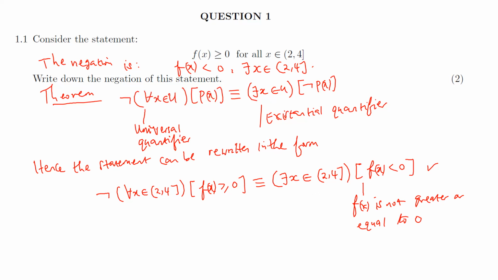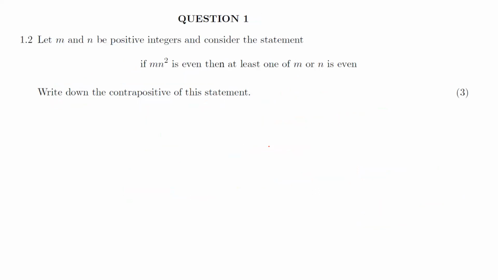Now continue solving the next question. Let m and n be positive integers and consider the statement: if mn squared is even, then at least one of m or n is even. Write down the contrapositive of the statement.